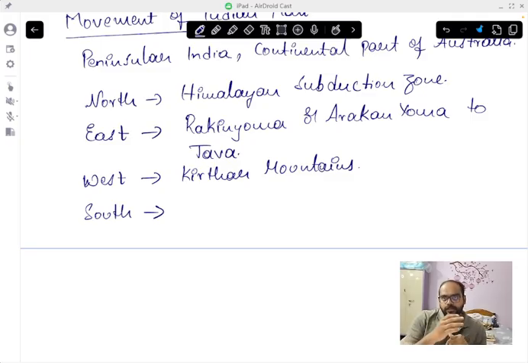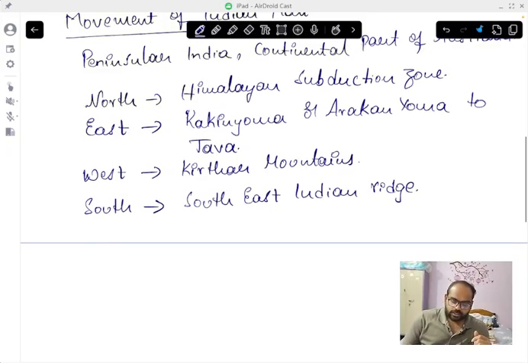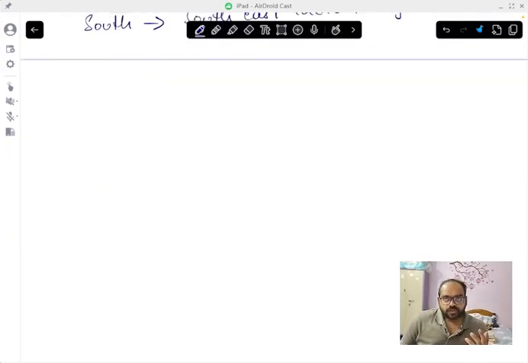Okay, the southern boundary extends up to the Southeast Indian Ridge. And somewhere around 70 million years ago, the northward journey of India started. During that northward movement, the peculiar or grand event that occurred was the formation of Deccan Traps.